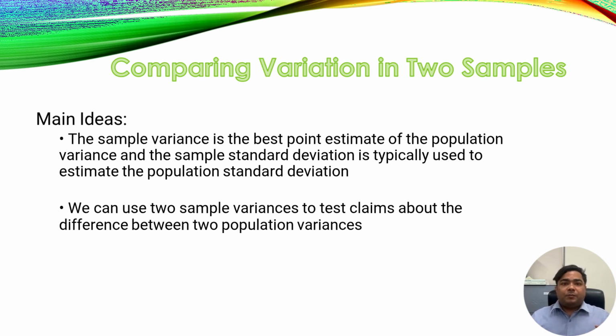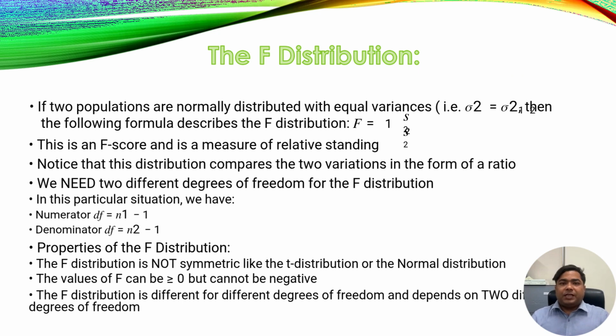We can use two sample variances to test claims about differences between two population variances. When two populations have equal variances, the F distribution formula is used. F equals s1 squared over s2 squared. This F score measures relative standing by comparing variations as a ratio. The F distribution requires two degrees of freedom. Numerator degrees of freedom equals n1 minus 1 and denominator degrees of freedom equals n2 minus 1. Unlike symmetric distributions, F values are non-negative and vary with degrees of freedom.